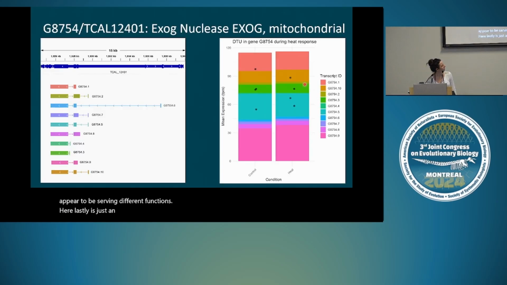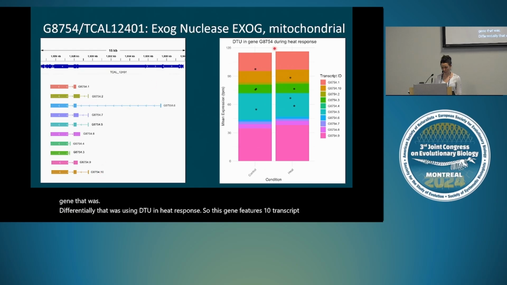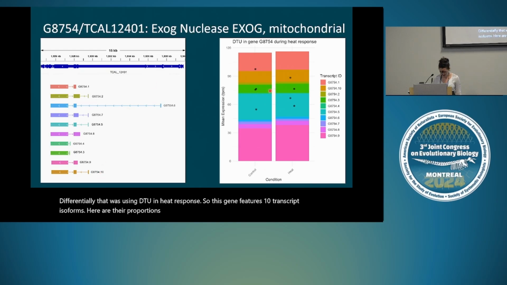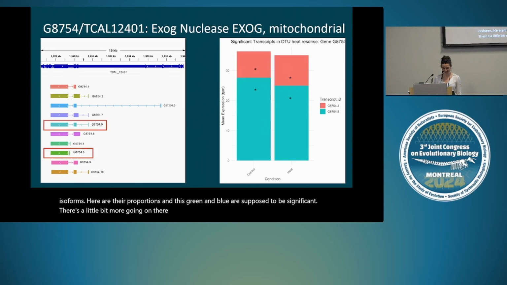Here, lastly, is just an example. There's a little bit of a mess up here, but let me explain. It's a gene that was using DTU in heat response. So this gene features 10 transcript isoforms. Here are their proportions, and this green and blue are supposed to be significant. There's a little bit more going on there than I'd hoped.